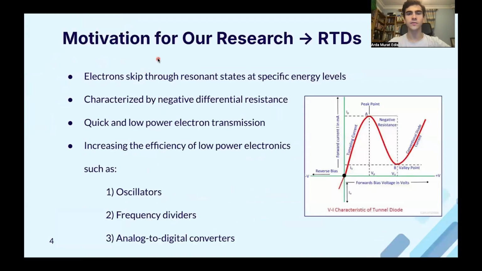So one of the main motivations for our research was inspecting the resonant tunneling diode behavior. In resonant tunneling diodes, electrons are able to skip through resonant states at specific energy levels. And the behavior is characterized by a negative differential resistance, where if you plot the current versus voltage graph for a resonant tunneling diode, you get an interval where the slope of the graph is negative, as you can see here. This leads to quick and low power electron transmission, increasing the efficiency of many low power electronics, such as oscillators in circuits, frequency dividers, and analog to digital converters.